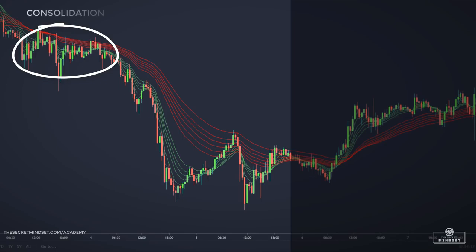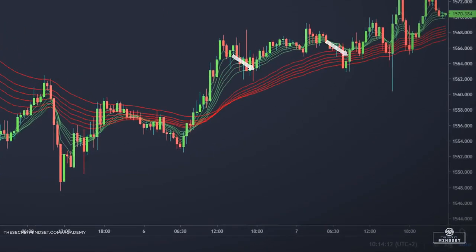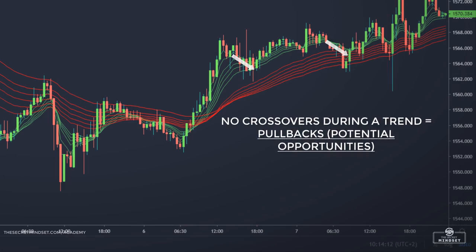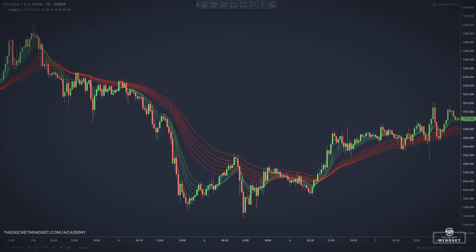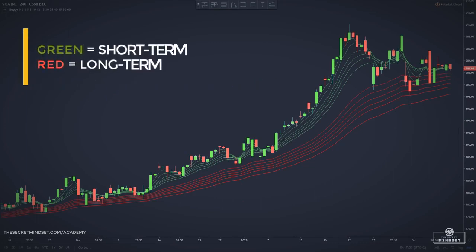When the lines start to separate, this often means a breakout from consolidation has occurred and a new trend could be underway. During a strong uptrend, when the short-term moving averages move back toward the long-term moving averages but don't cross, and then start to move back to the upside, this is another opportunity to enter into long trades in the trending direction. The same concept applies to downtrends for entering short trades. The green moving averages represent short-term traders and red represents long-term traders.